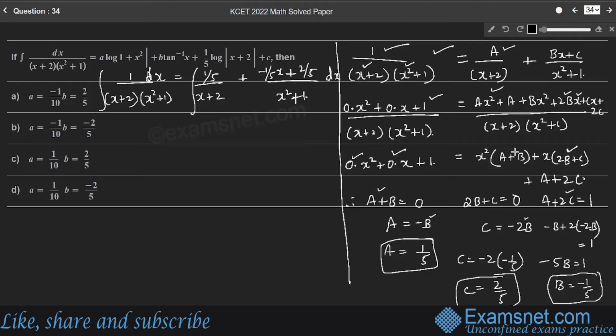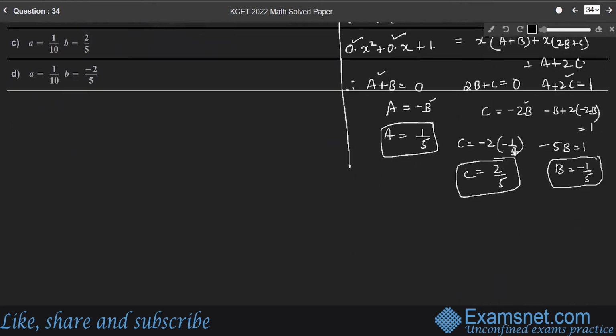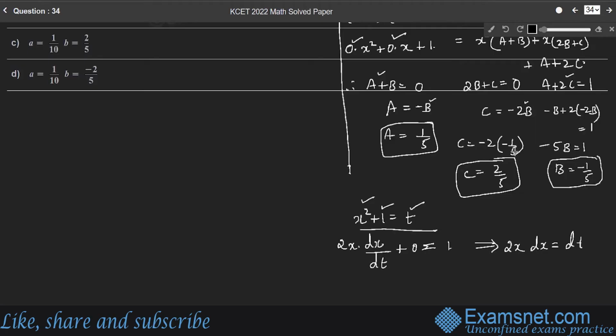Integral, dx. Now consider x square plus 1 as t. Let x square plus 1 be t. Take the derivative of x square plus 1 with respect to x: it is 2x dx plus the derivative of 1, which is 0, and the derivative of t is dt. Therefore, I can write 2x dx as dt, and x square plus 1 as t according to our assumption.